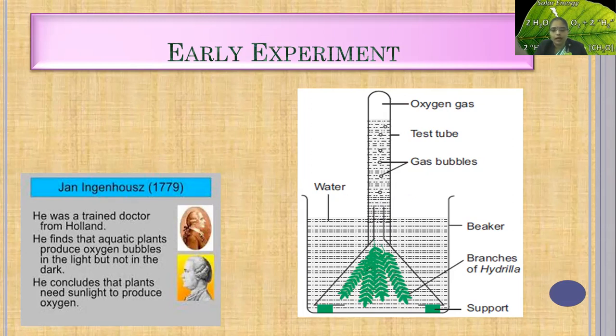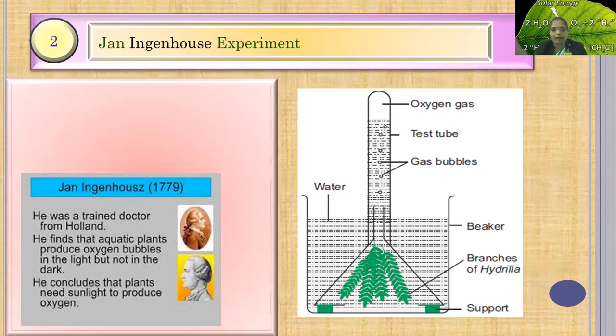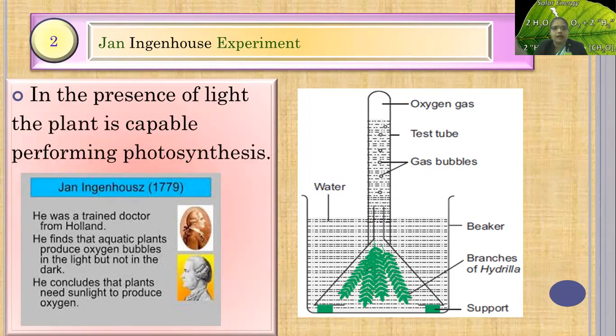So in the presence of light the plant is capable of performing photosynthesis. So he concluded that plants need light, plants need sunlight for the production of oxygen.